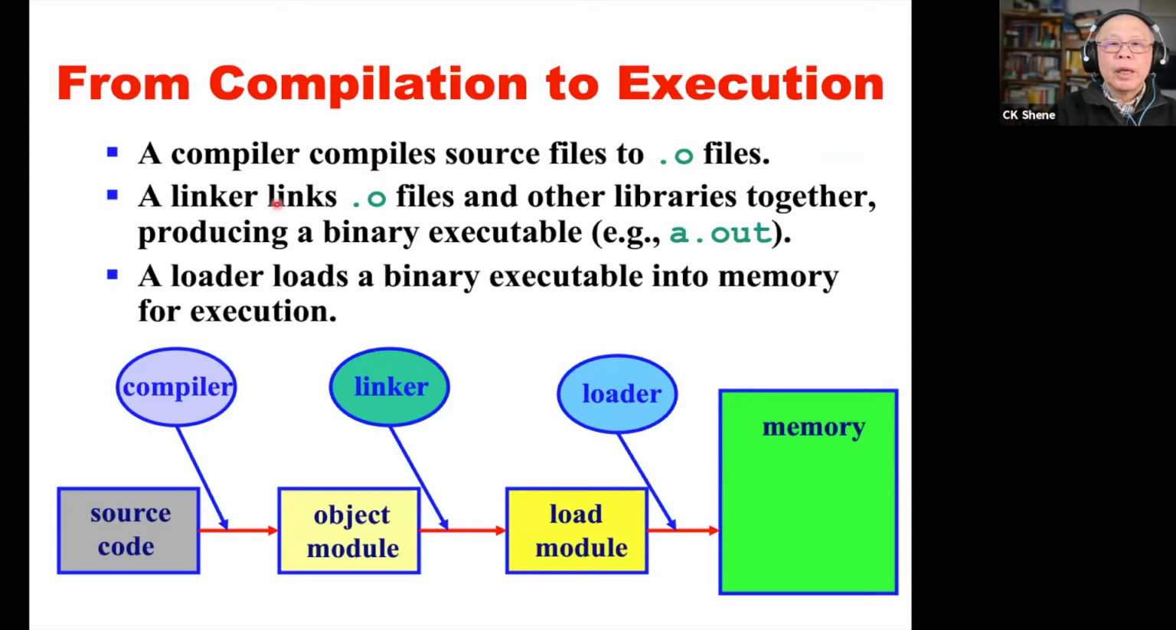Then a linker will be invoked by you or automatically by your command line like gcc. This linker links all the needed .o files and other library together. The result would be a binary executable. If you do not specify the name, the default one would be a.out. We have been using them for a long time.